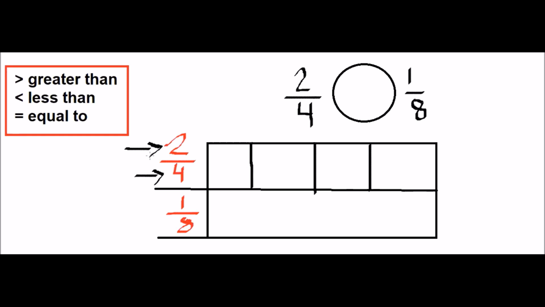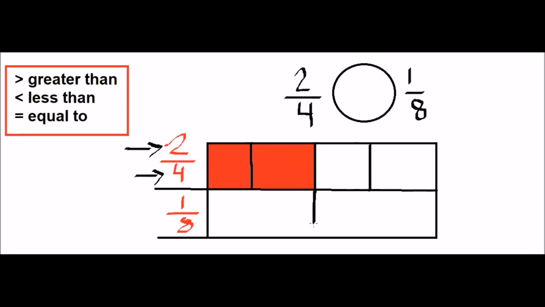Now I look at the numerator. This will tell us how many boxes to shade in. I'm going to shade in 2 boxes. This shape is partitioned to represent 2/4. Now let's do the bottom one. I look at the denominator. The denominator tells me I'm partitioning into 8 parts.